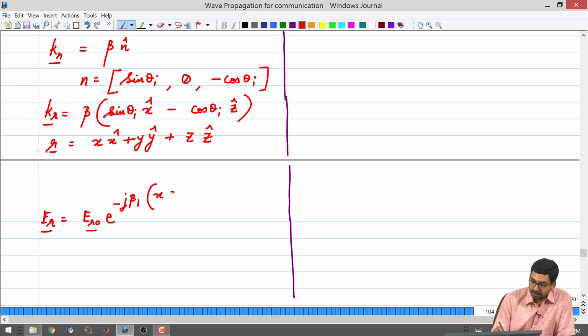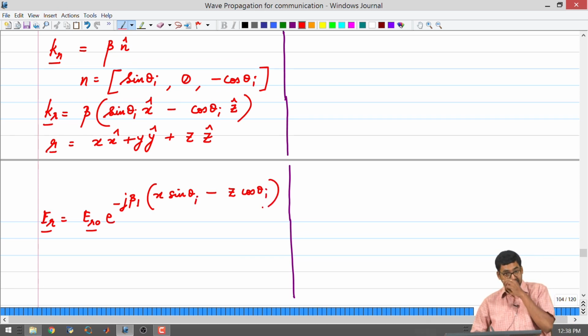x sin theta minus z cos theta. Okay, x sin theta I minus z cos theta I. So, this is how you would write the expression for the plane waves. Okay. This part now should be very clear. Okay.